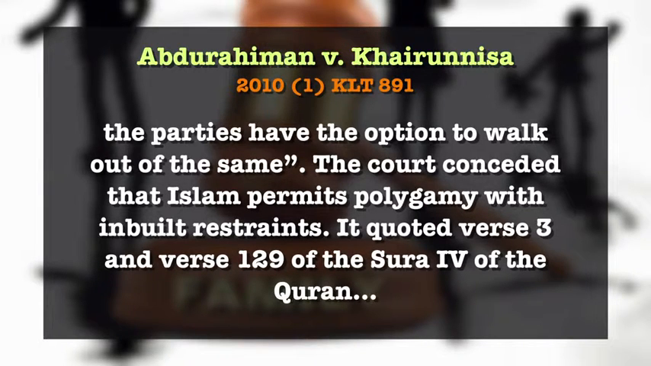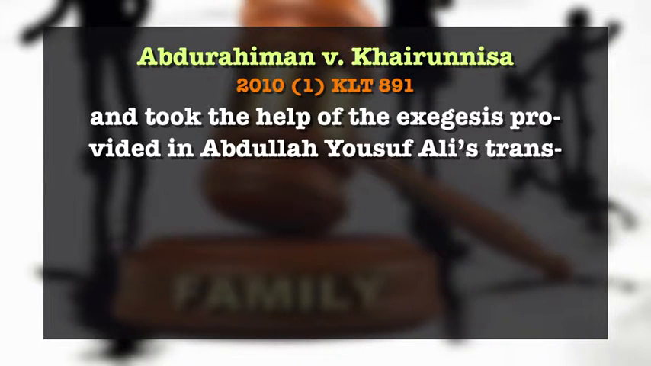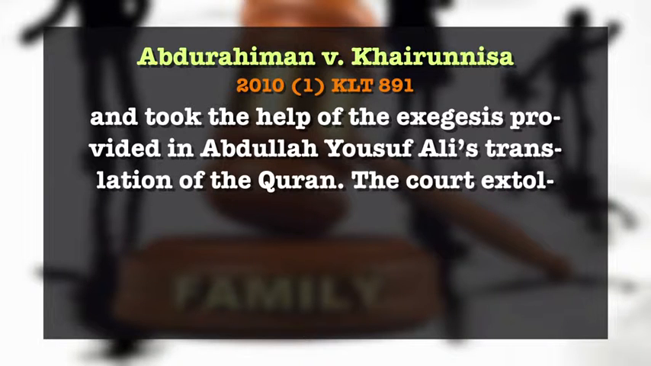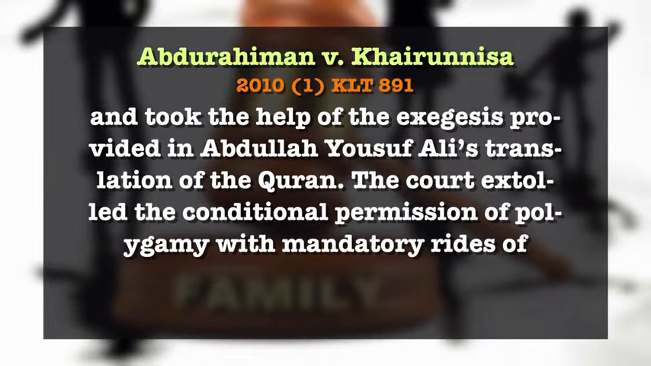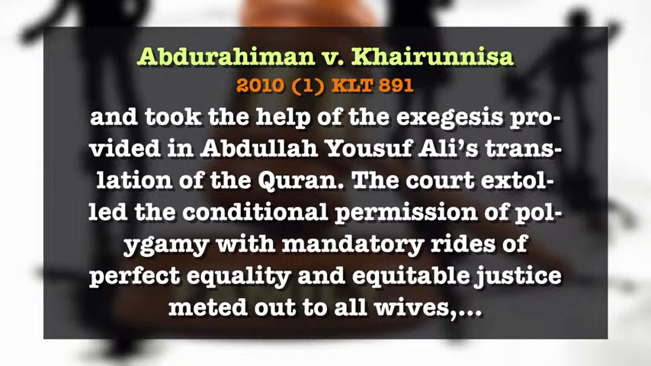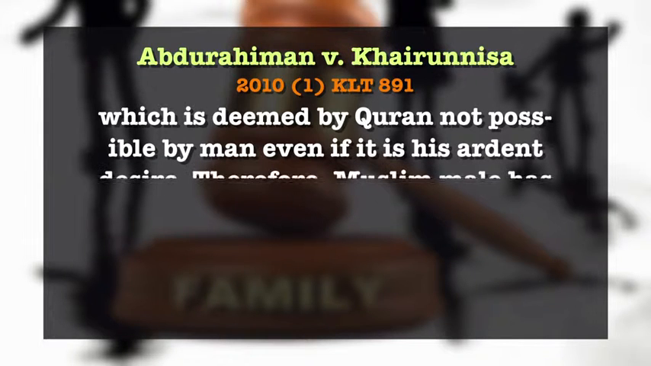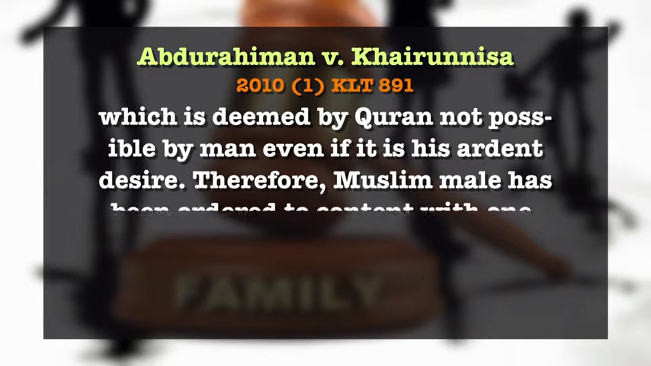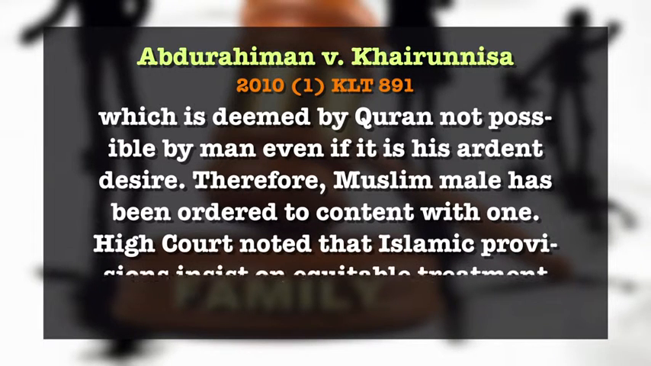It quoted verse 3 and verse 129 of Surah 4 of the Quran and took help of the exegesis provided in Abdullah Yusuf Ali's translation of the Quran. The court extolled the conditional permission of polygamy with mandatory rights of perfect equality and equitable justice meted out to all wives, which is deemed by Quran not possible by the man even if it is his ardent desire. Therefore, the Muslim male has been ordered to content with one.